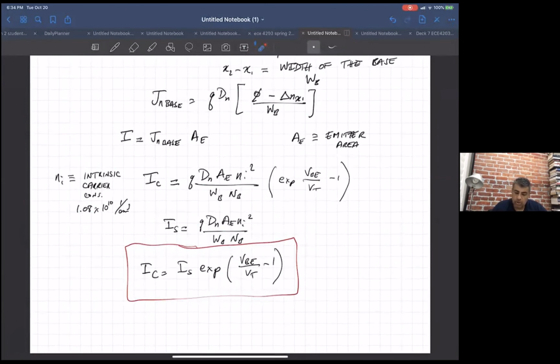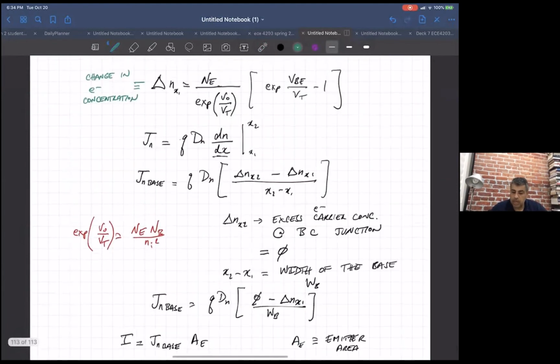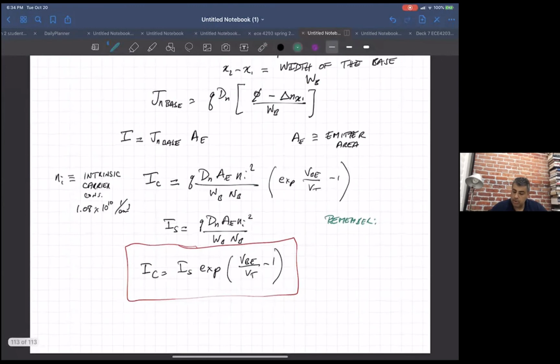So these are the things to remember. Hopefully I won't be wrong about this. Out of this whole calculation, all you guys need to remember is this equation: I sub C is equal to I sub S times the exponential of VBE over VT, minus 1. So remember the I sub C equation.